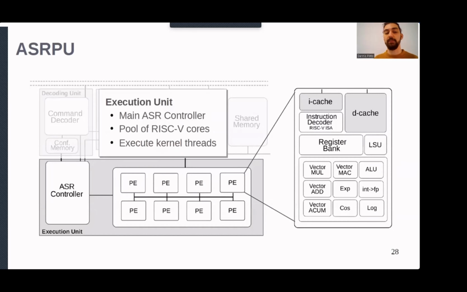The main part of the accelerator is the execution unit, composed of the ASR controller and a pool of programmable cores or processing elements. The ASR controller dispatches the threads of the different set of functions and kernels into the cores and captures signals from the cores, for example, to interrupt the decoding step. The ASR controller has access to the configuration memory, where the information about the kernels, such as their location on external memory, is stored.